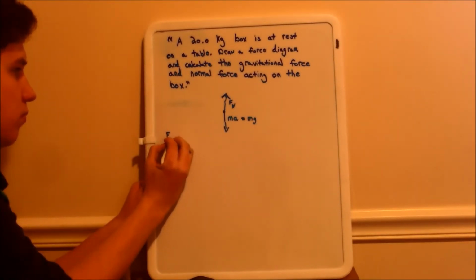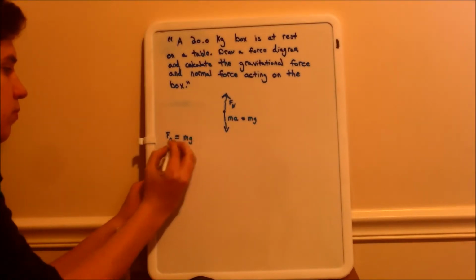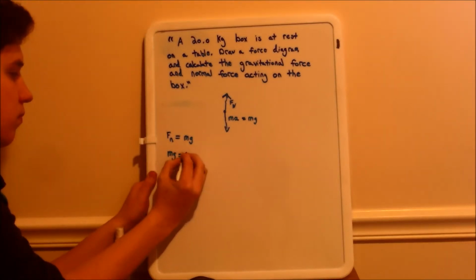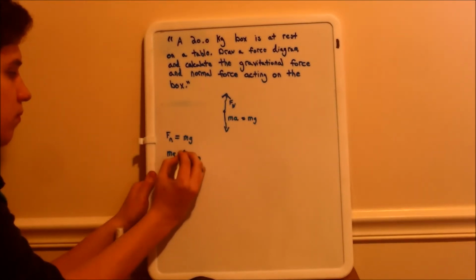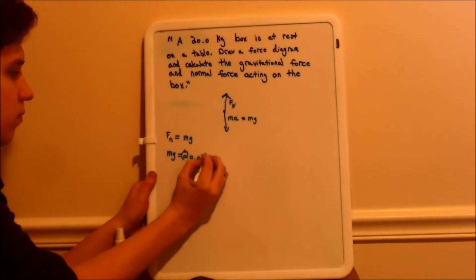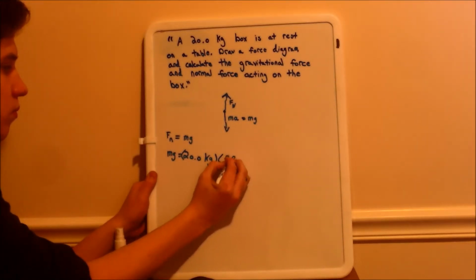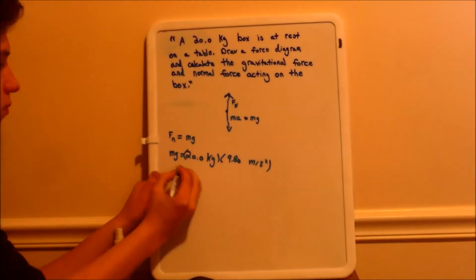Now, because we know the box isn't moving, because the problem says it's at rest, we know that the force normal and the gravitational force must be equal. Because after all, if a box is stationary, all forces acting on the box must be equal. So we know the gravitational constant on Earth, 9.80 meters per second squared, and the mass of the box, which we know is 20 kilograms.